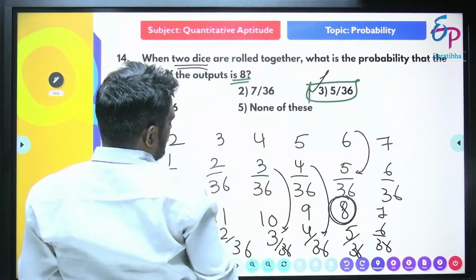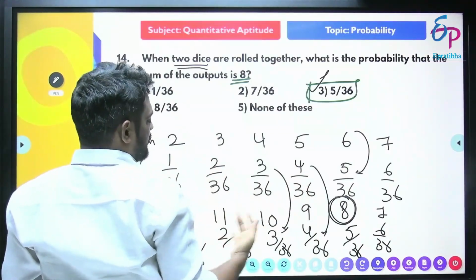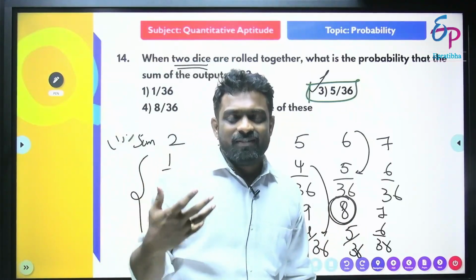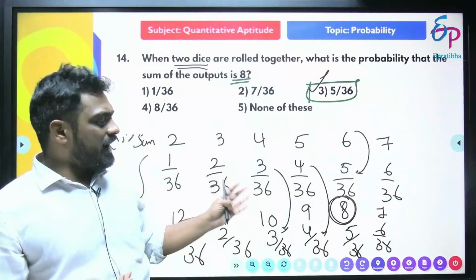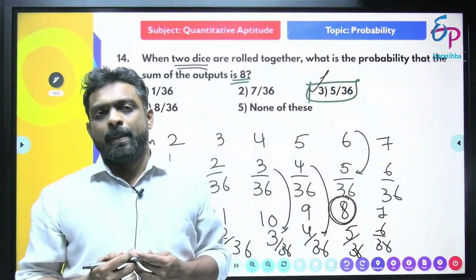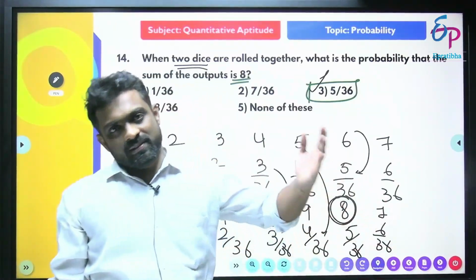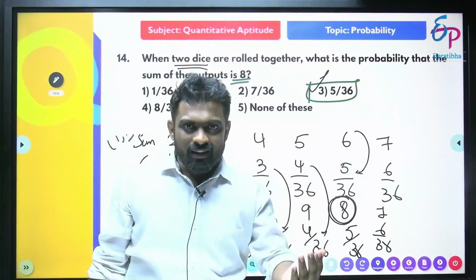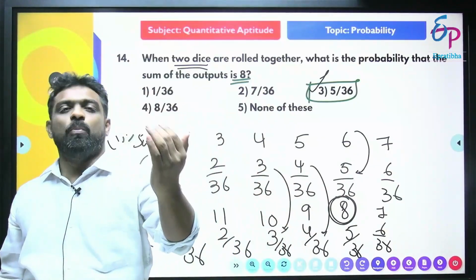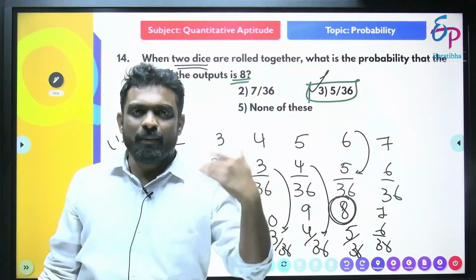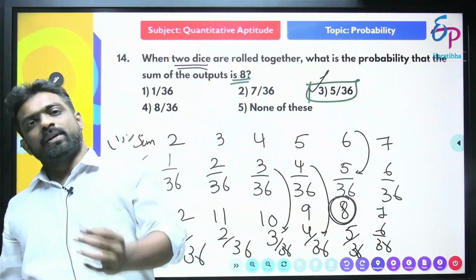The numbers for which the sum is more than 7. If it is 8, how much can we add which will become 14? If it is 9, how much can I add? It is 6 we can add. 6 probability 5 by 36. 9, 5 we can add. 5 probability 4 by 36. 11, how much we can add? 3. 3 probability is 2 by 36.